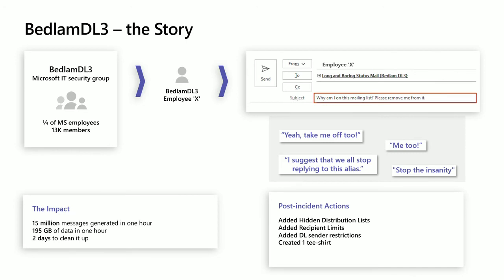a number of things. We added customizable recipient limits, added sender DL restrictions, and added hidden DLs so that people like employee X could not look at a DL and see that they're on it if it's not something that they really should know about.